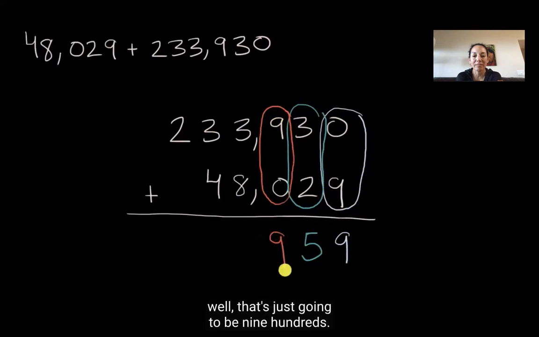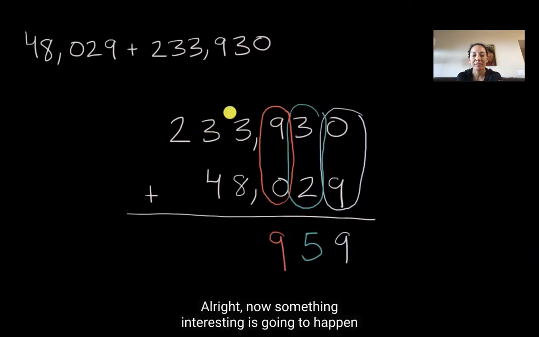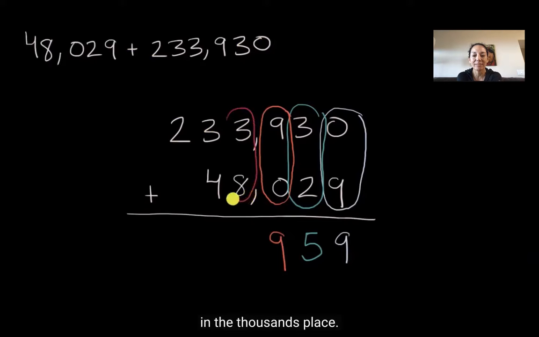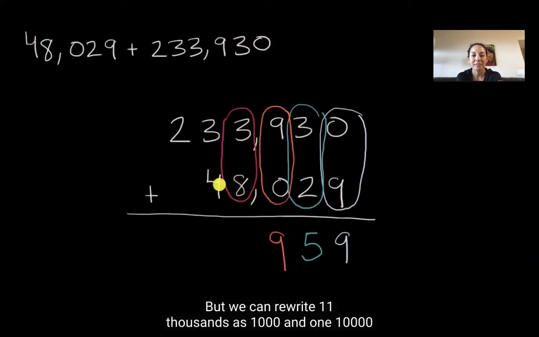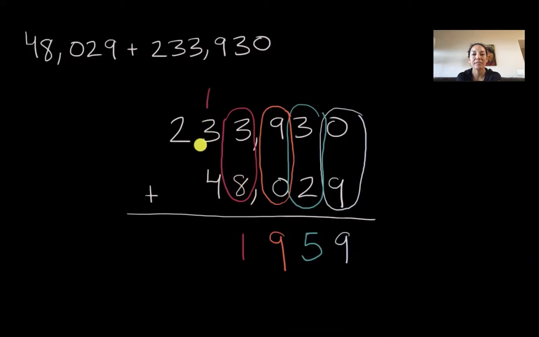Well, that's just going to be 9 hundreds. So far, so good. All right. Now something interesting is going to happen in the thousands place. 3 thousands plus 8 thousands. Well, that would be 11 thousands. But we can rewrite 11 thousands as 1 thousand and 1 ten thousand.